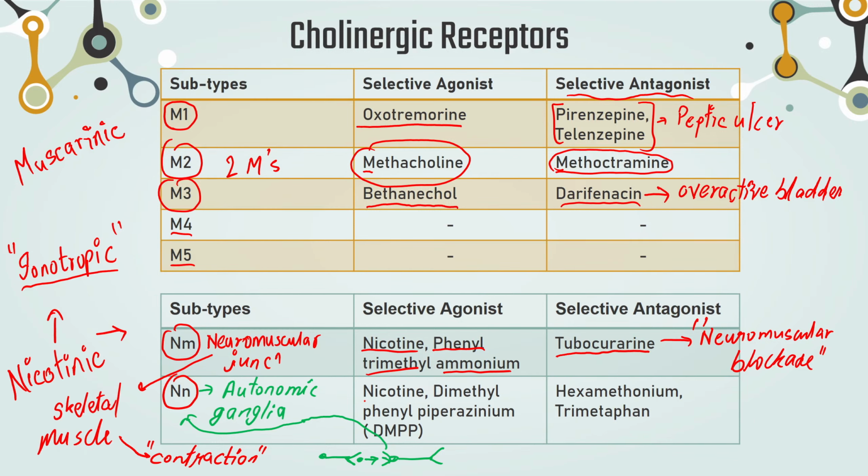Selective agonists are nicotine again, and DMPP, dimethyl phenyl piperazinium. Antagonists are hexamethonium and trimethaphan. They are used in emergency hypertensive states. They are not conventional drugs and are not used in everyday therapy. Okay.